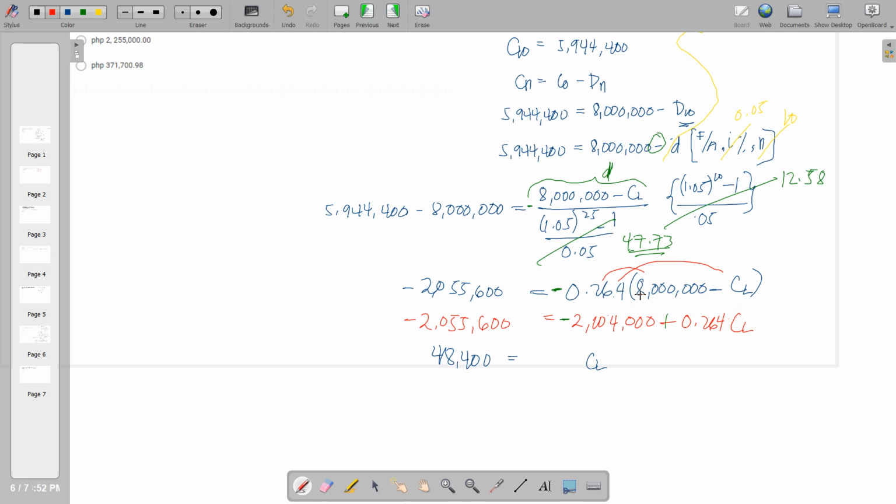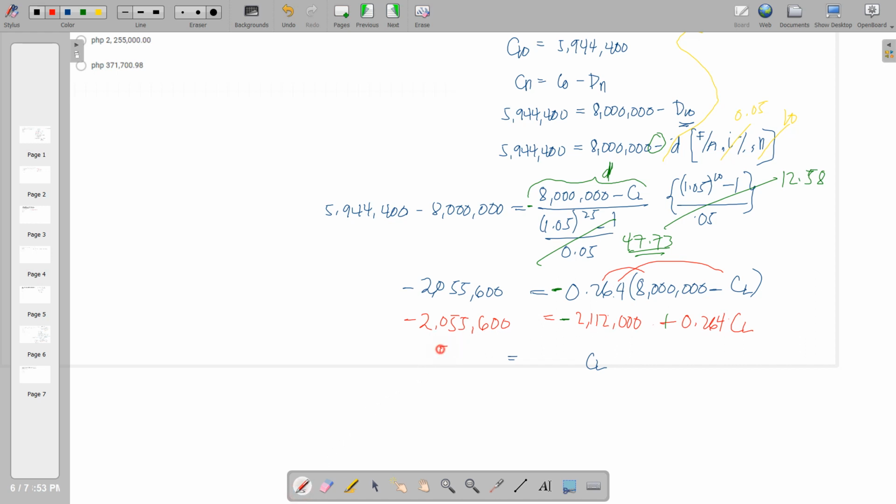Okay. So 0.264 times 8 million. Ito dapat is 2,112,000. Okay. We further transpose this one to the other side. So magde-deduct lang yan, or we get the difference between this one and this one.